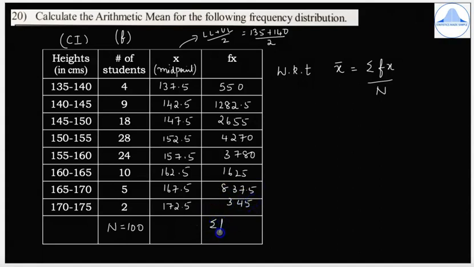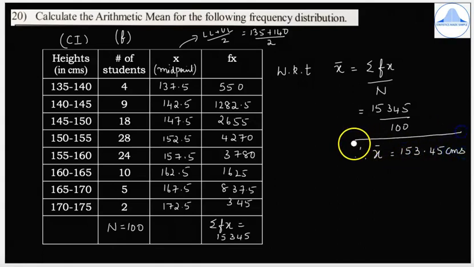Next you find summation fx, which is 15,345. So substituting the totals in the main formula, it is 15,345 divided by 100. So you get x bar equal to 153.45, and you can express the answer in centimeters because we are finding the mean height of students.